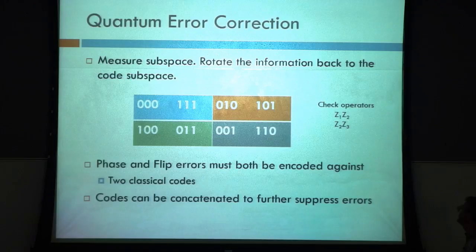So instead, what we do is we ask a different question, which is we measure the subspace. Here, if you think of this as, again, three neighbors, you could ask these neighbors, like, oh, do you agree with your neighbor? Oh, yeah, I agree. And when they agree with their neighbors, you know there's no error. But you actually don't know what the data is. You don't know if it's a zero or a one. You just know they agree.